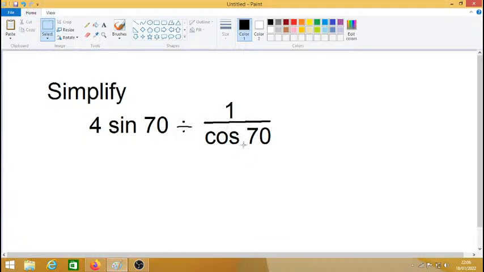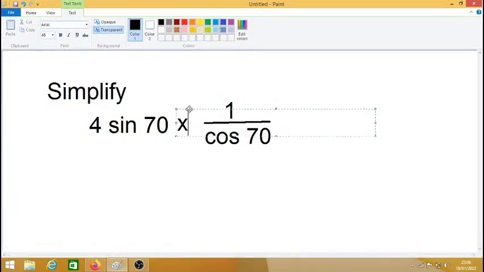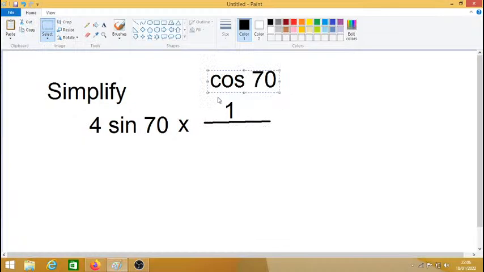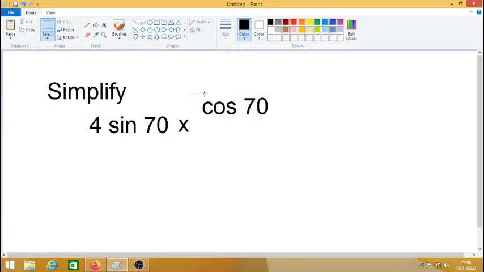And then when you're dividing by a fraction, you turn the divide into a times and flip the fraction. So that divide can turn into a times, and you flip the fraction, so on the top goes the cos 70 and on the bottom goes the 1. Hopefully you can spot that dividing by 1 doesn't make any difference, so we can get rid of that altogether. So now I've got 4 sine 70 cos 70, and the times can disappear because in algebra we don't really write the times. Okay, good.